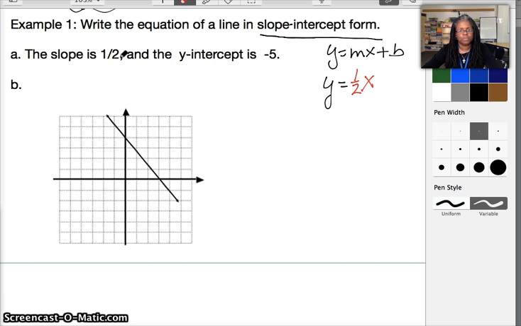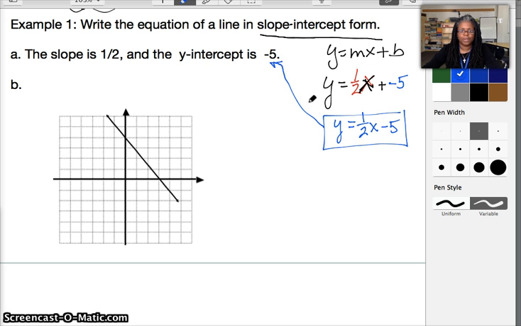1/2x. Right? We just put the slope right there for m, and then we're going to add to it the b term, which is -5. So our equation ends up being y is equal to 1/2 x minus 5. And that's it. We're good to go. Okay? So that's our answer for this one.